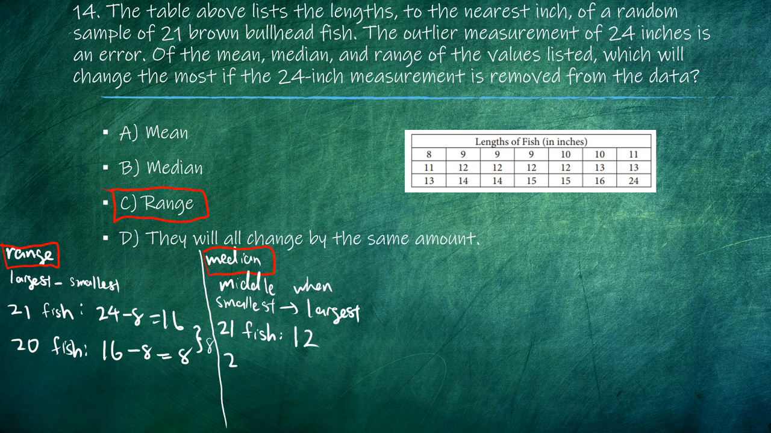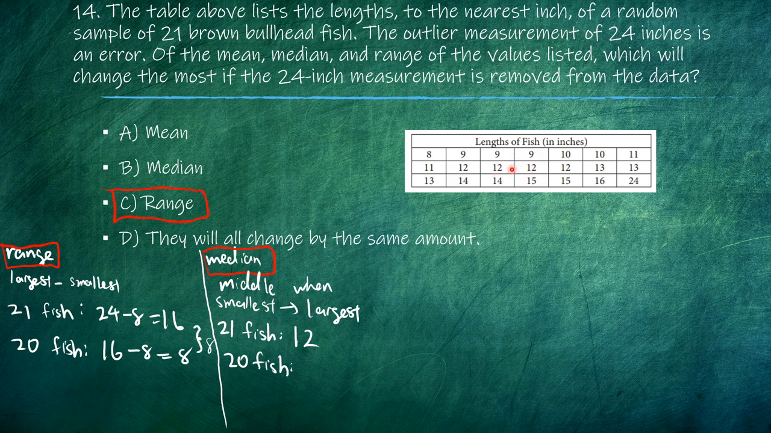And let's look at when we have 20 fish. So when we have 20 fish, this gets crossed out, the 24 gets canceled out. So now we only have 20 numbers here. With 20 numbers, the middle number is between the 10th and 11th, so the middle is somewhere between this number and this number.